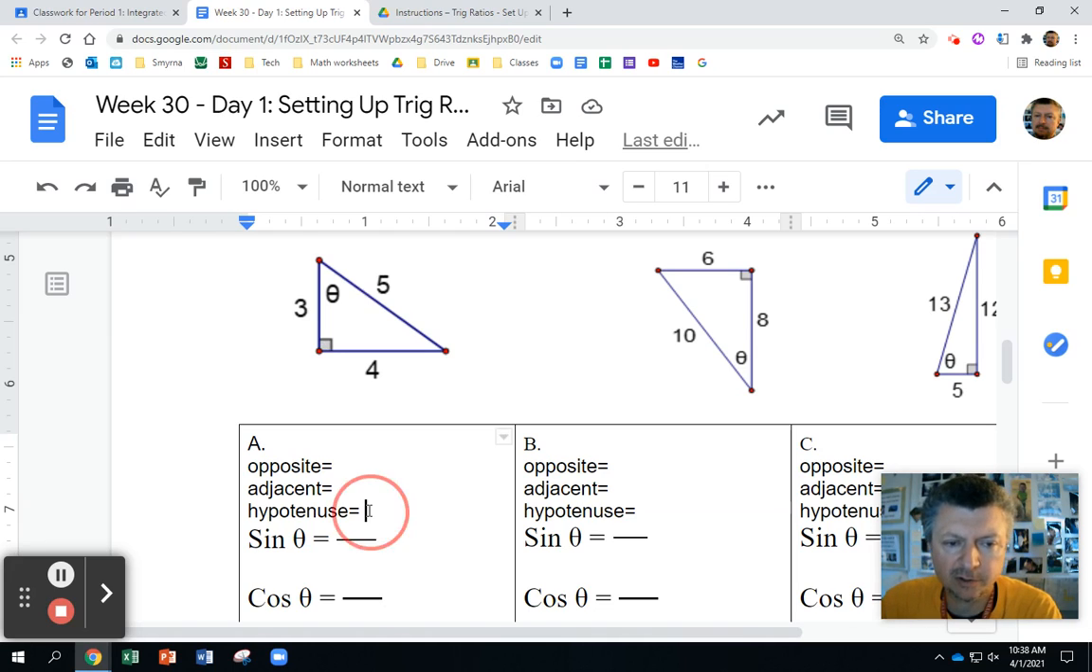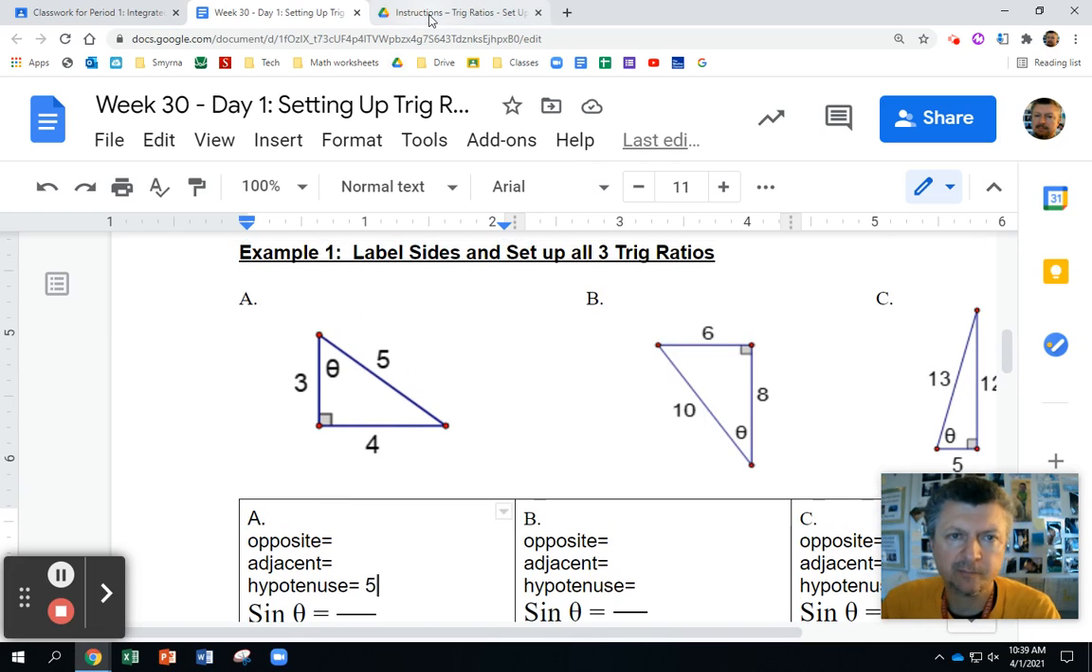The hypotenuse is also always the longest side on a right triangle. So there it is. Now, to do trigonometry, you're also going to have to find the opposite and adjacent sides.